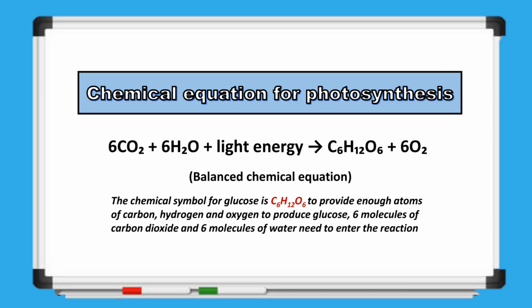So, we write the chemical formula for photosynthesis as 6CO2 + 6H2O, in the presence of sunlight energy, shown by an arrow here, produce C6H12O6 and 6O2 molecules. Which we read as 6 molecules of carbon dioxide plus 6 molecules of water, in the presence of light energy, produce 1 molecule of glucose and 6 molecules of oxygen. This is the balanced chemical equation for photosynthesis, and it clearly shows the number of atoms involved in the reaction.